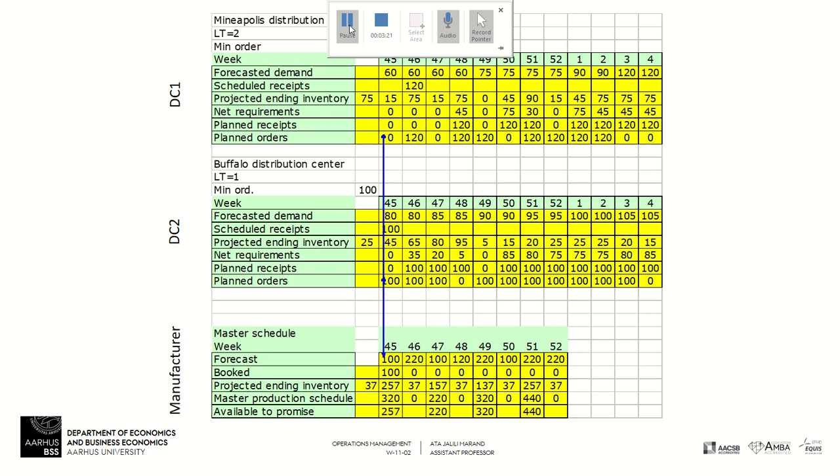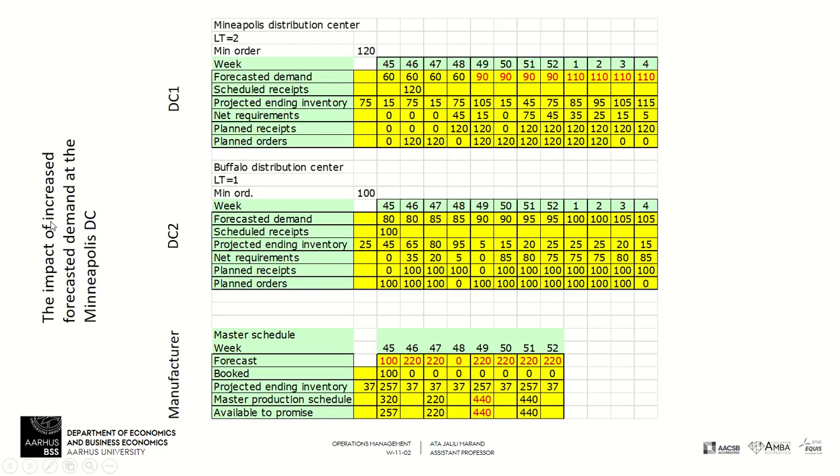This can also be used to see how the variations in the forecasted demand at distribution center level will affect the master production schedule of the manufacturer. For example, we can see in the next slide that the forecasted demand in distribution center 1 is changed for the last weeks of this planning horizon, and then we can see how it would be reflected in the manufacturer's master production schedule here in the red cells.